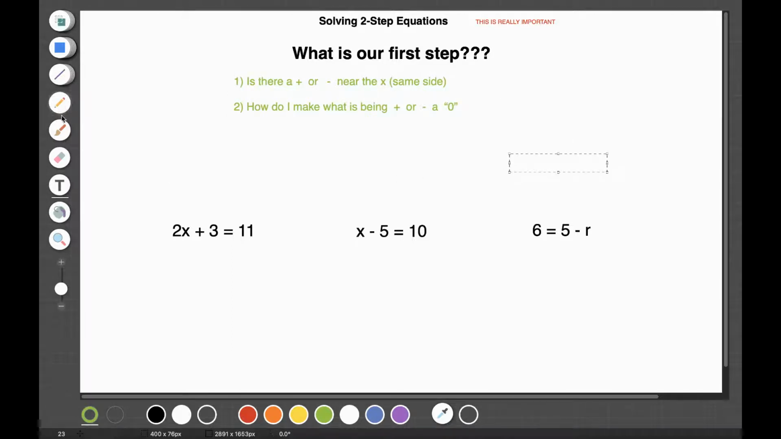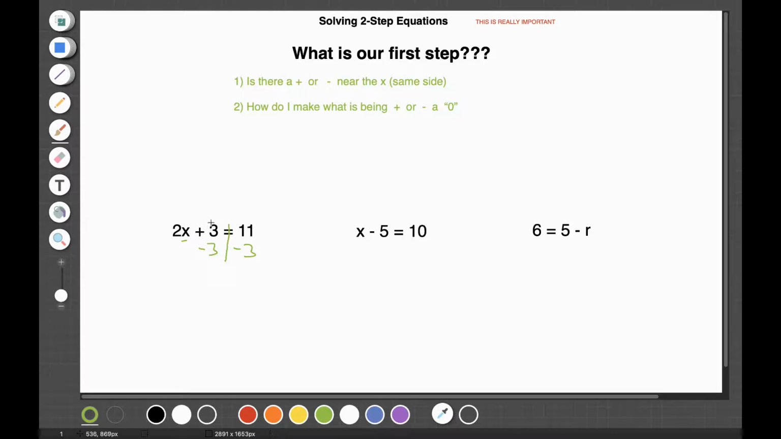Okay, so let's go ahead and apply this. We're just looking at this first step. So we have 2x plus 3 equals 11. Is there a plus or minus near the x? Well, on the same side, I see that there's an x right here, and there is a plus. So yes, there is. How do I make what's being added or subtracted a 0? Well, what's being added or subtracted is the 3. How do I make that a 0? Well, 3 minus 3 will be a 0. We need to do that to both sides. So that's your first step.